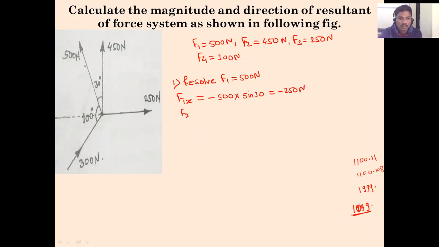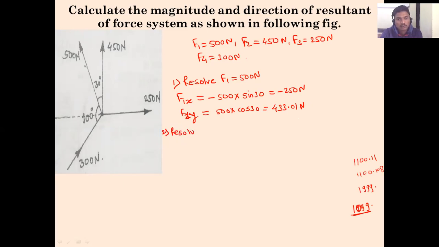Yes, sir. F1 itself, F1y. So 500 into cos 30. What is that? 433.01. Be confident. I am writing your answers. I have not mugged up. The answers are with me, but right now they are not in front of me. Final answer only I know. So everybody should cross check.